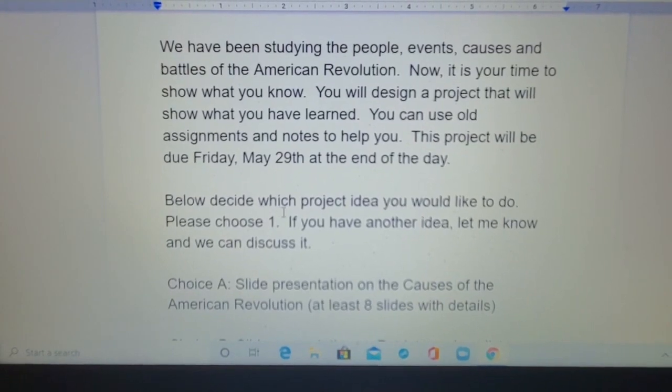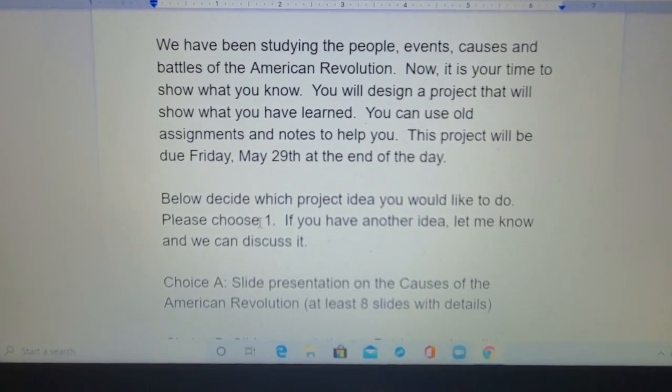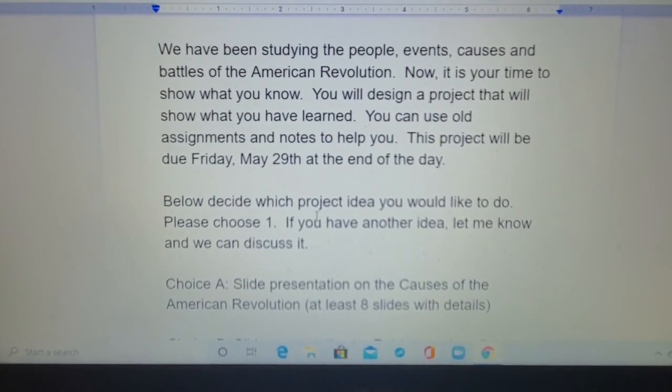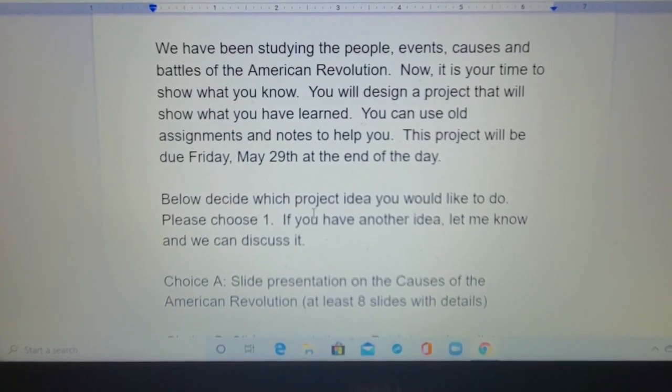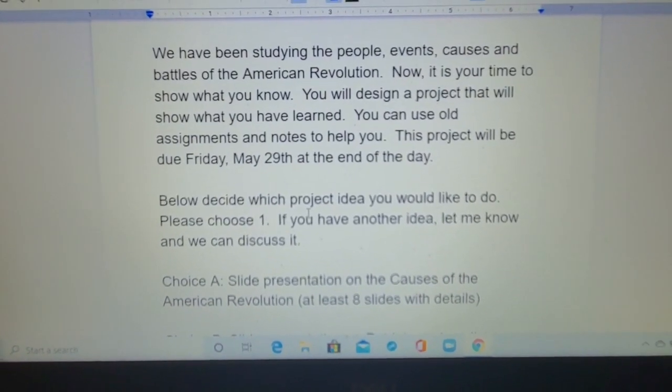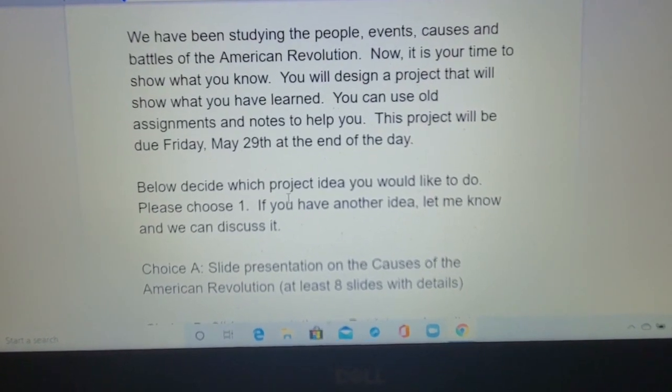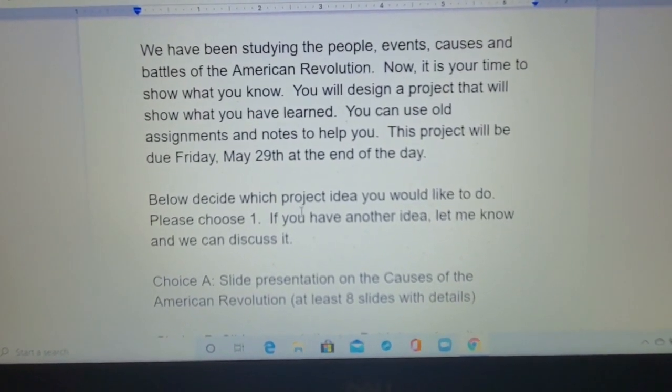Below, decide which project idea you would like to do. Please choose one. If you have a different idea, let me know and we can discuss it. I'll go through all the choices, and like I said, if you have questions, you can reach out to me and we can even do a Zoom to discuss it.